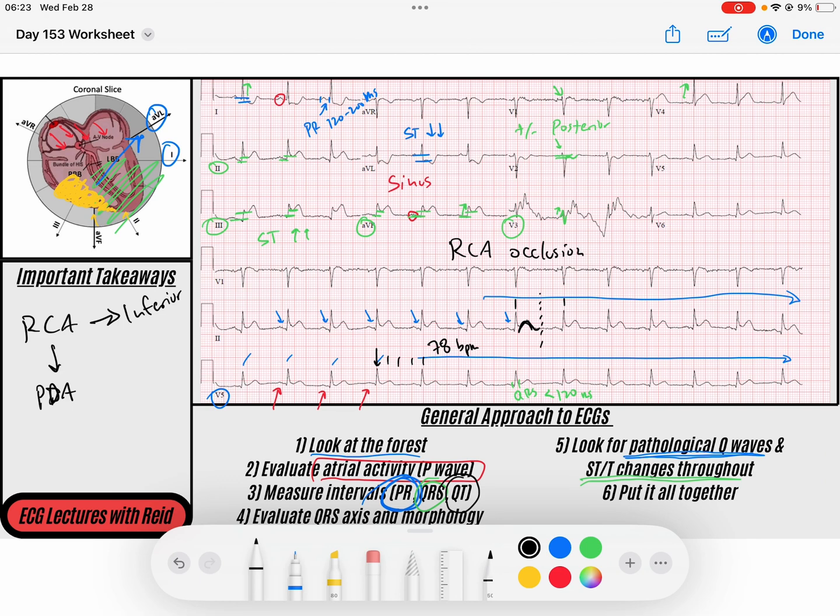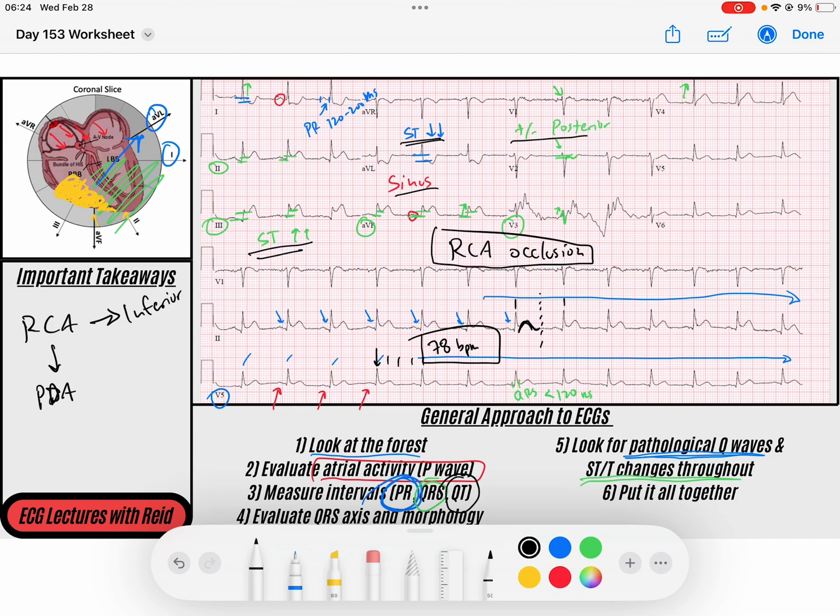A right coronary artery occlusion. And so let's put this all together. We have a sinus rhythm at a rate of 78 beats per minute. We have ST segment elevation in the inferior leads 2, 3, and AVF with reciprocal ST depression in leads 1 and AVL. Maybe some posterior involvement. And so this is all pointing towards my right coronary artery as the culprit lesion, which was confirmed, and a successful stent was placed in the cath lab.